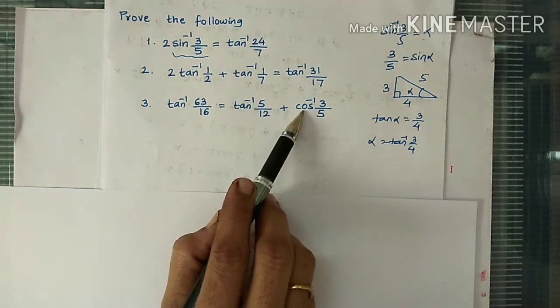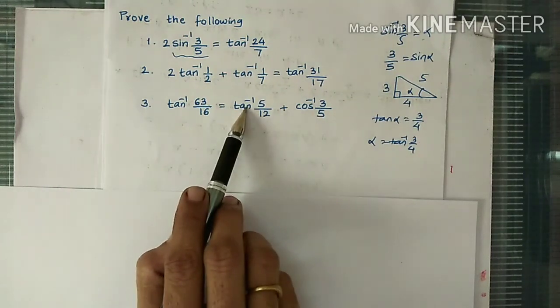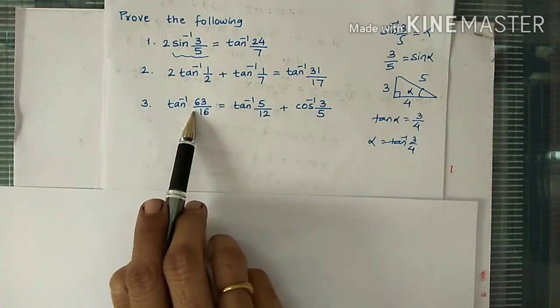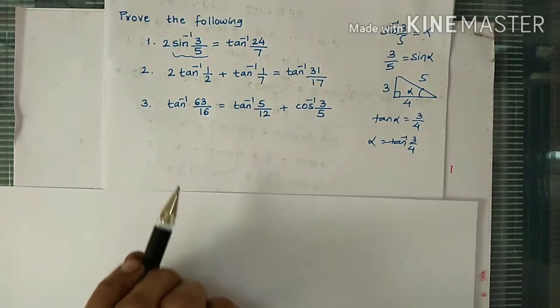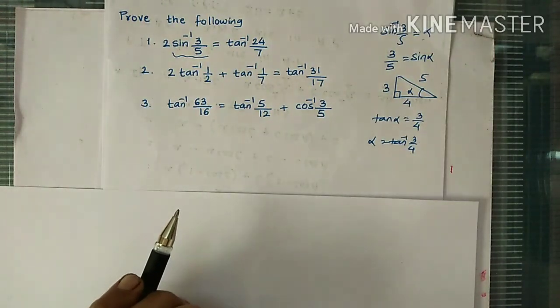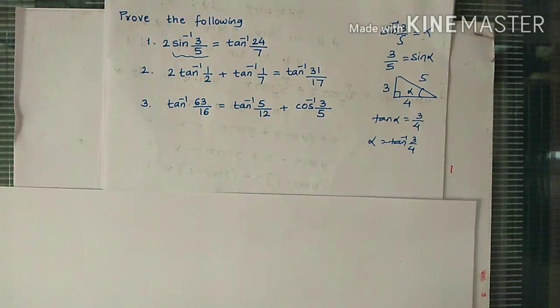Convert this cos inverse into tan inverse and use the property of tan inverse x plus tan inverse y to get this term. So you can solve these questions on your own. So please solve these questions.